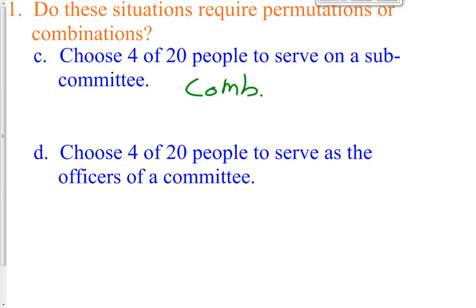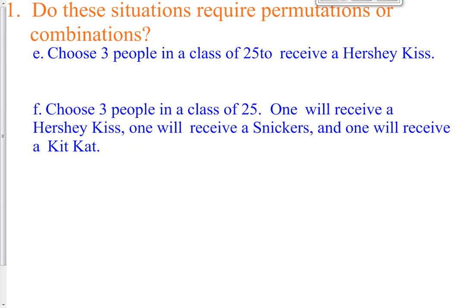However, if you serve as officers of a committee, now one is president, now one is vice president, now one is secretary, now one is the treasurer, something like that. Those different jobs, it matters which one you are. So this one is going to be a permutation. Permutation for that one.